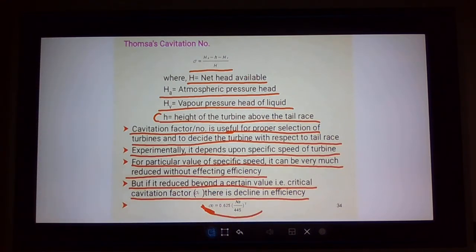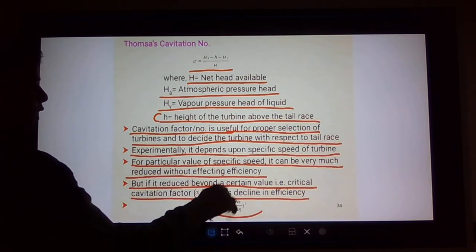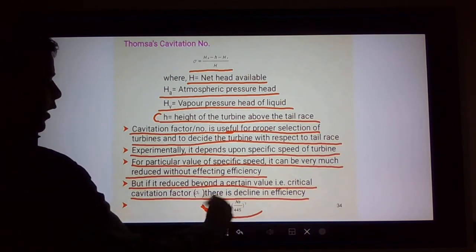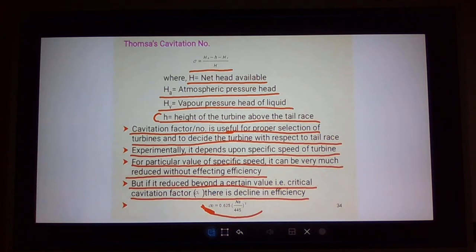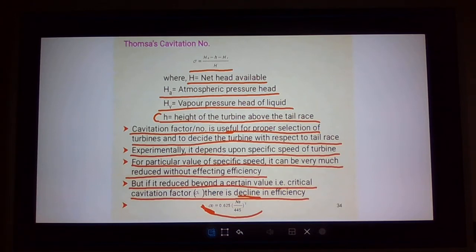The critical value of the cavitation factor is 0.625 into (specific speed ns upon 445) whole square. Okay, this value comes out from the experiments. So based upon the specific speed, you can calculate this critical cavitation number. Okay, so although you want your Thoma cavitation number to be reduced so that cavitation will be reduced, you cannot reduce beyond this number. Because if you reduce beyond this number, there is a decline in efficiency beyond this particular number.